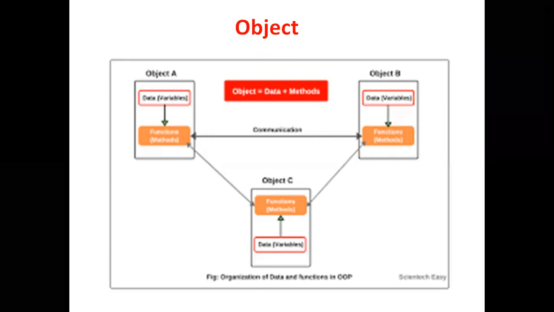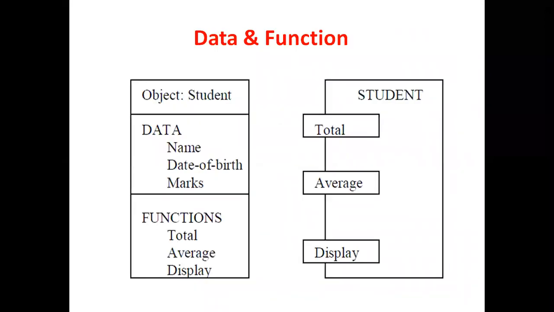Clear? Yes, sir. Now see. So this is the data: name, date of birth, marks. These are the data. Functions: total, average, and display. These are the functions. Clear? Yes, sir. So this is the data part, and this is the function part.